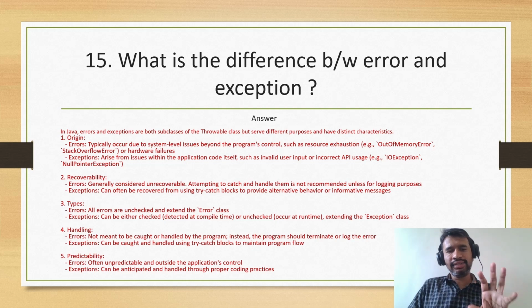So basically, errors typically occur when system level issues happen, which is beyond our program's control. Let's say OutOfMemoryError or StackOverflowError or some hardware failure. In case of exceptions, they arise within the application code itself, for example IOException, NullPointerException. So it's within the application code itself.